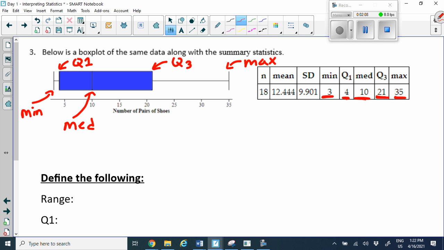Now each part is going to represent 25% of your data. From our minimum value to our Q1, that's going to represent 25% of our data. From Q1 to our median, we have another 25% of our data. The median to our Q3, that's another 25%. And then Q3 to our max is another 25%.